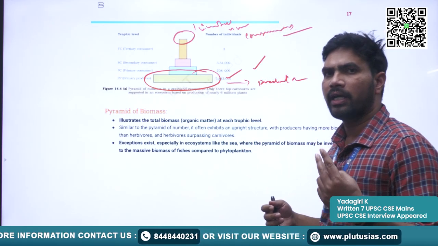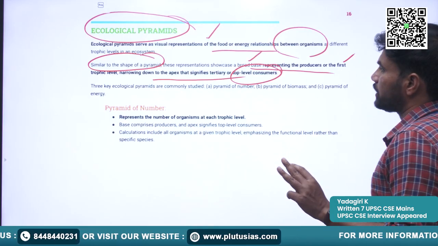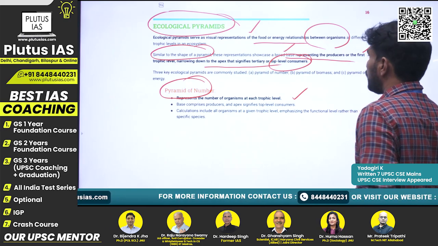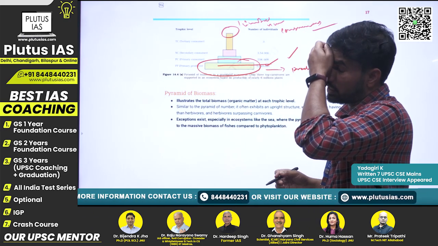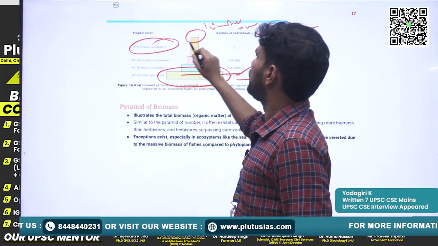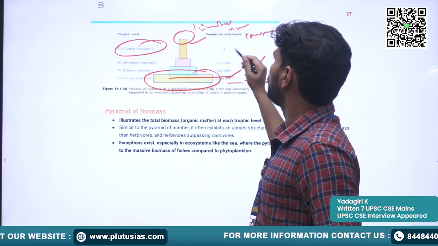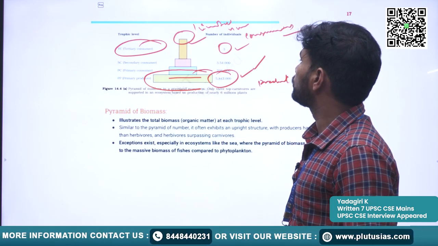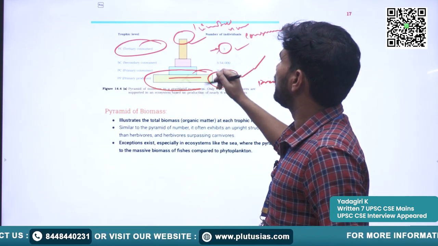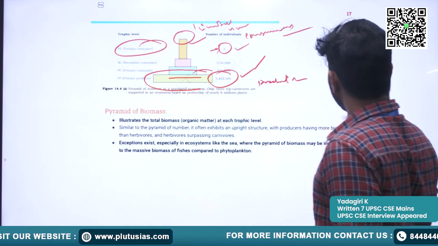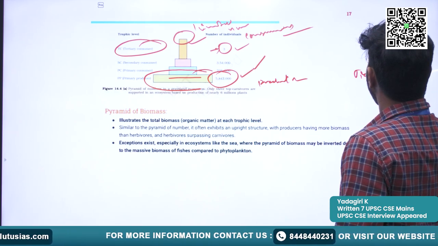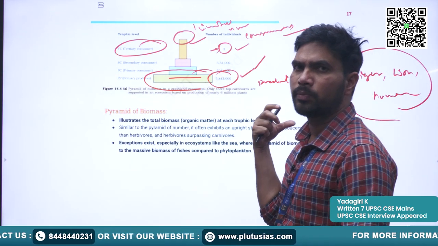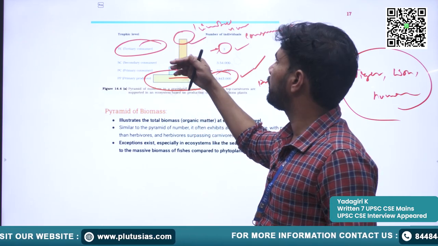Right. So basically, we can classify and study these pyramids in three categories. One is the pyramid of numbers. It represents the number of organisms at each level. So there are many organisms at the producers level. When it comes to the tertiary consumer, there are only a few consumers. When we see the pyramid, there are almost 58 lakh producers at the producer level. At the tertiary level, there are only 3 organisms. The best examples of tertiary consumers are a tiger, a lion, and humans. These species will come at the top of the food pyramids, right?